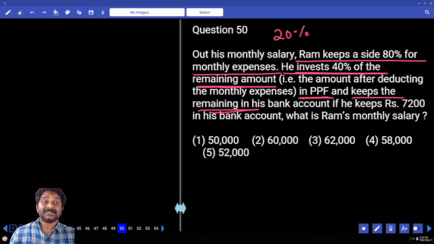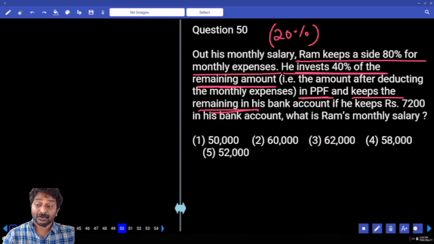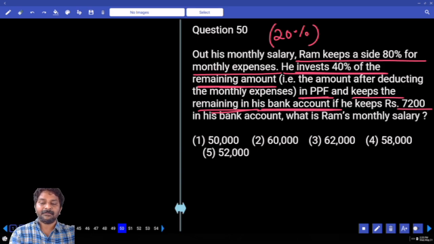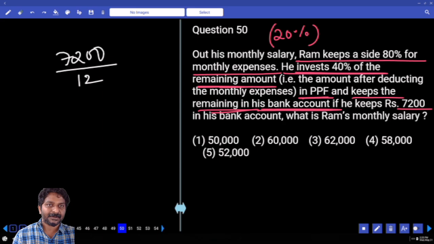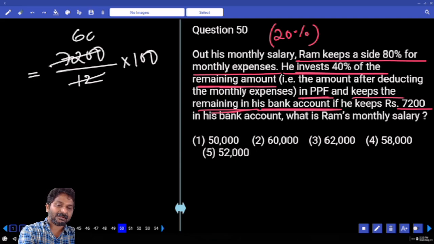So what percentage is calculated now on the remaining? 40%. What is remaining? 60%. That 60% should be calculated on 20%. How much is that? 12%. So in the bank account 12% is deposited. If he keeps 7,200 in the bank account, in terms of rupees it is 7,200. In terms of percentage it is 12%. This is 1% value, right? Ram's monthly salary, that means into 100 only, right? How much?